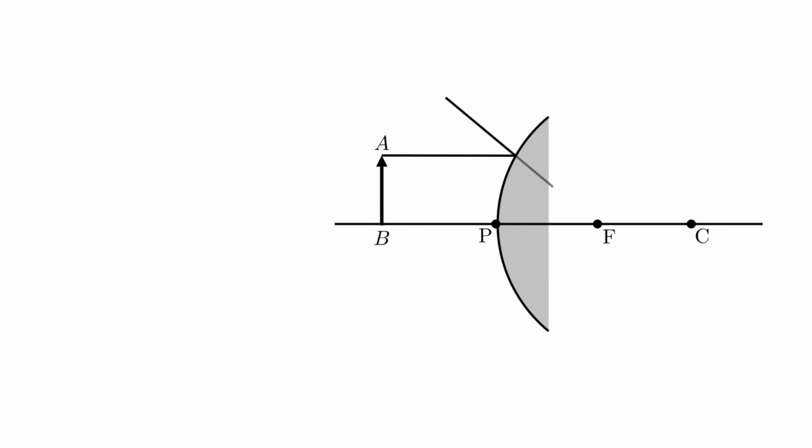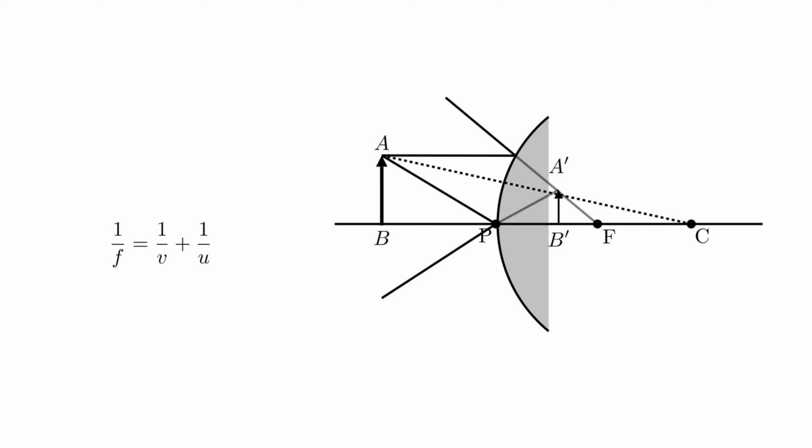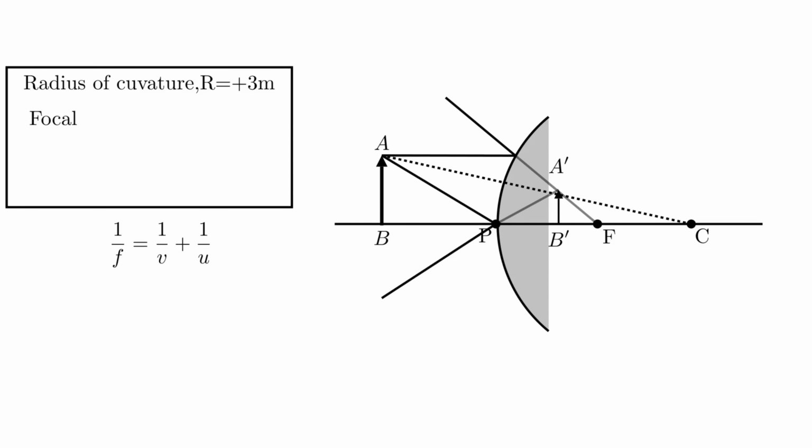Since the mirror is convex, the rays diverge and create a virtual image which is erect and diminished. In order to find the position of the image, we will use the mirror formula, which is 1/f = 1/v + 1/u. Since focal length equals half of radius of curvature, putting the value of radius of curvature as 3, we get focal length f = 3/2, or simply positive 1.5 meter.